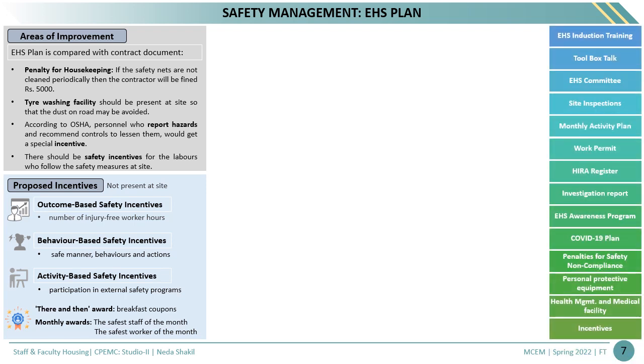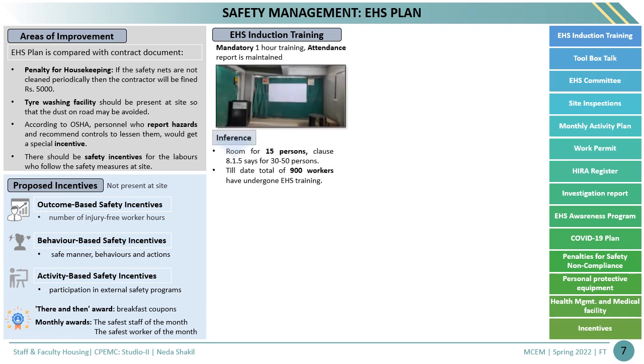On the right side, the components of the EHS are mentioned and a few of them are discussed here. The first is EHS induction training. It is a mandatory 1 hour training session. An attendance report is maintained, and it was concluded that at our site a room for 15 persons is available, but the contract says it should be for at least 30 to 50 persons. Till date, a total of 900 workers have undergone this training.